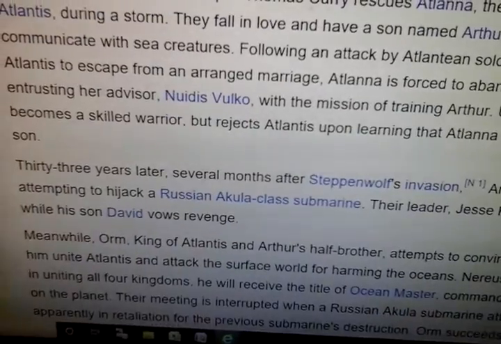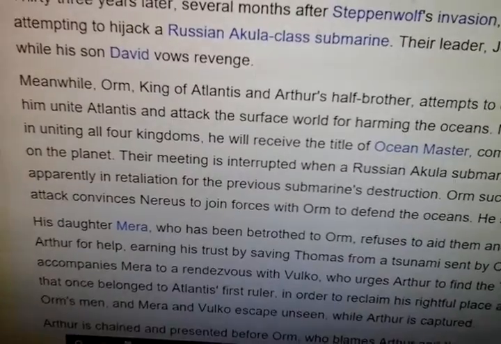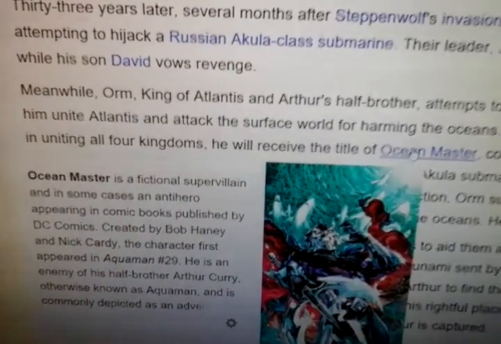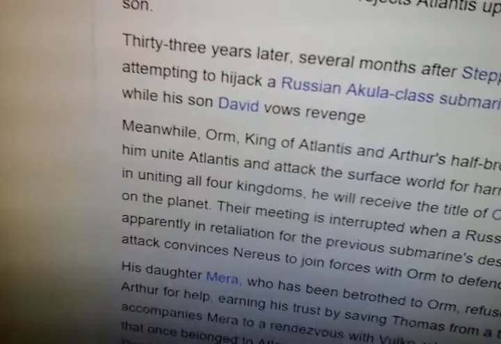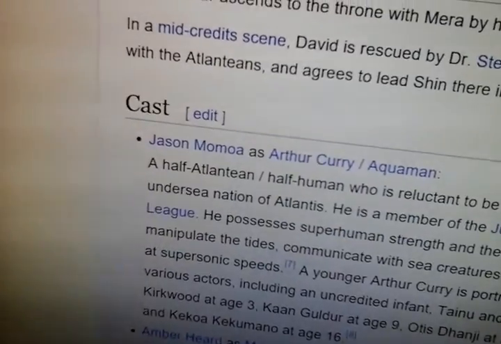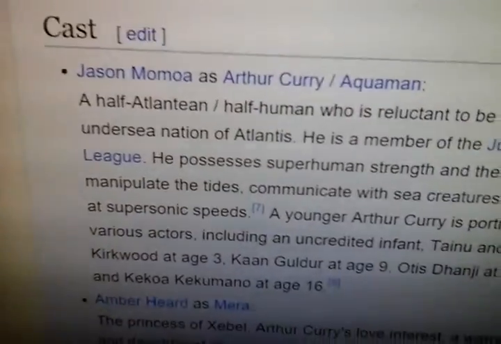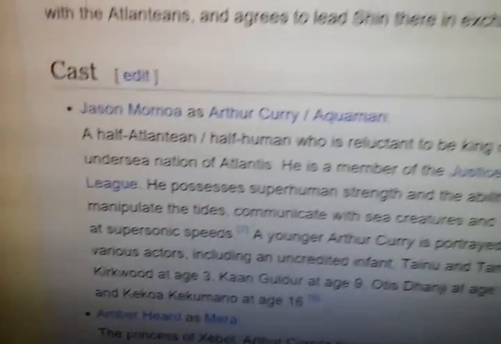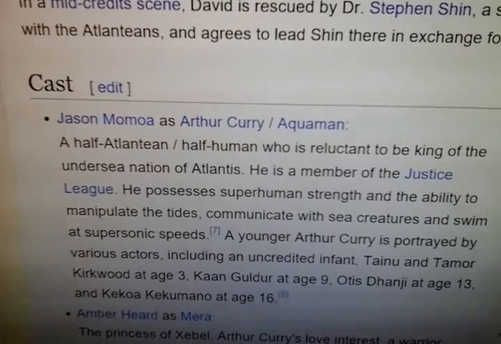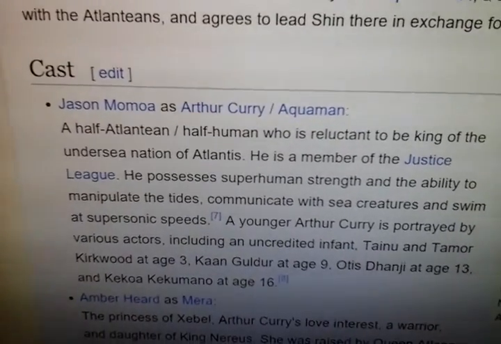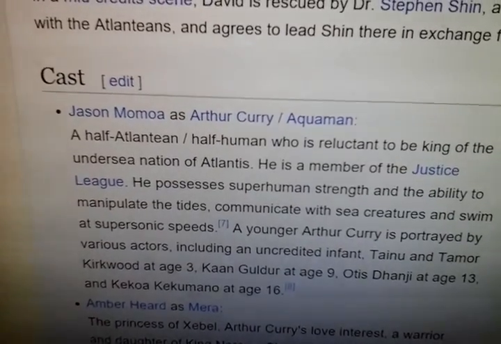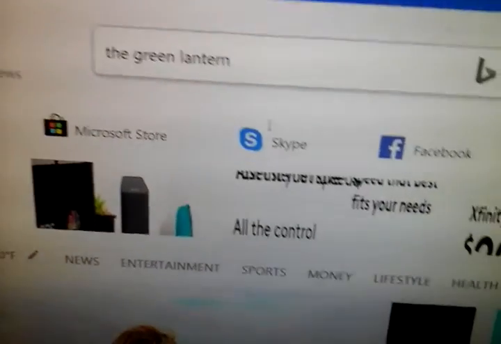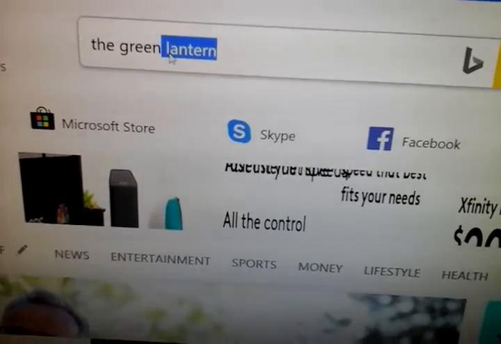Aquaman. Right? King of Atlantis. Ocean Master. Right? You receive the title Ocean Master. Okay? They're telling you, look. The cast, right? Aquaman. Half Atlantean, half human. He's a half-human who was reluctant to be king of the undersea nation of Atlantis, right? He possesses superhuman strength and the ability to manipulate the tides, communicate with sea creatures, and swim at supersonic speeds. Let's go back here to the Dogon people. Dogon, so we know that the people coming from star system Sirius is black folks.